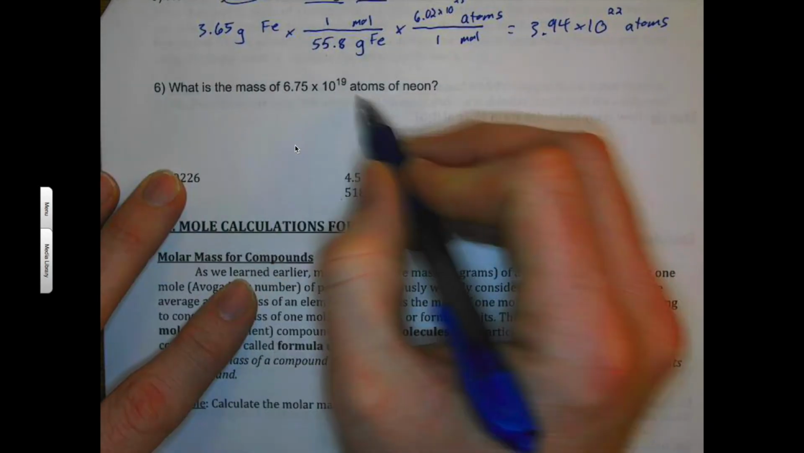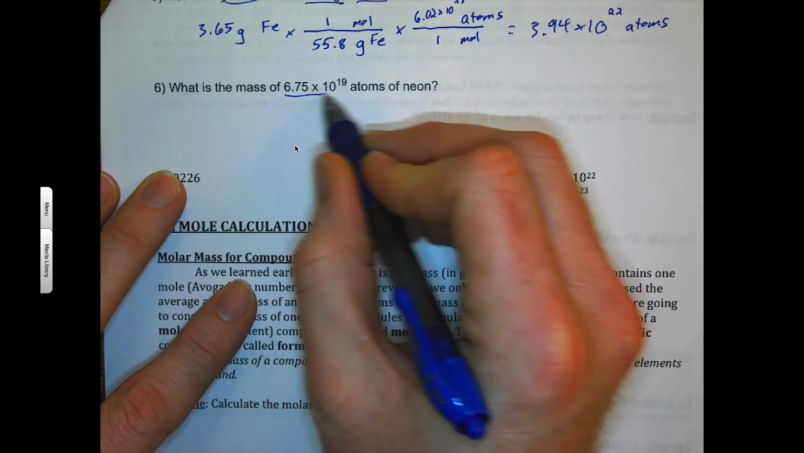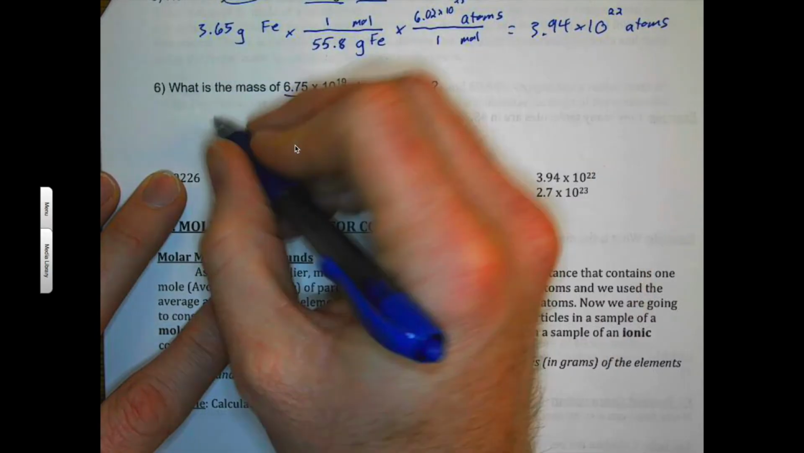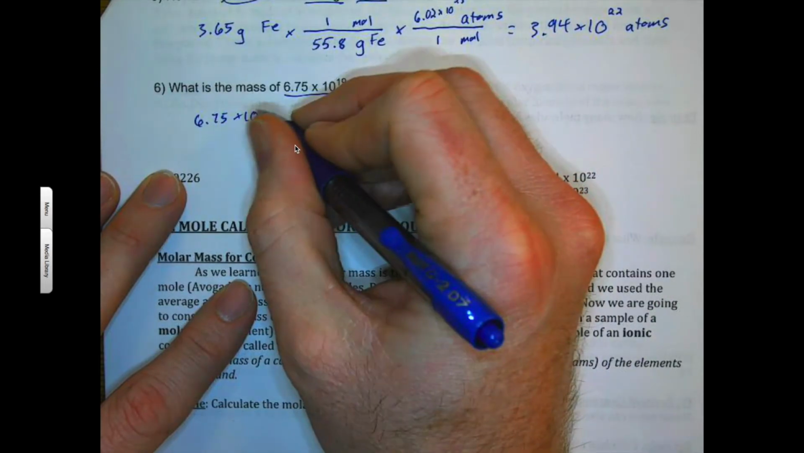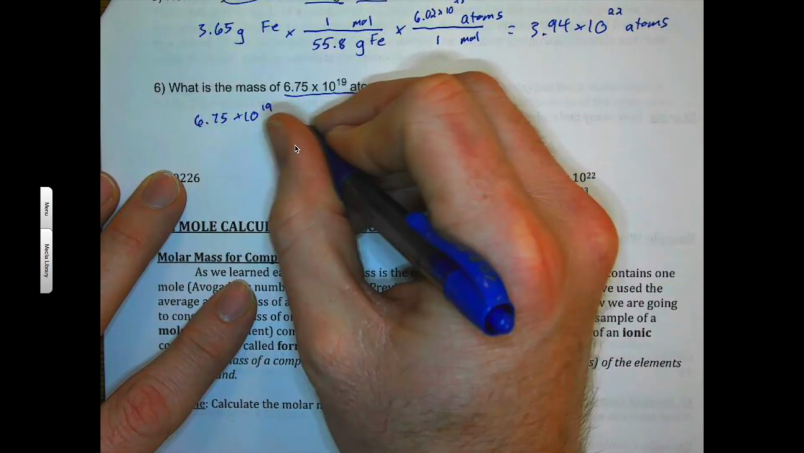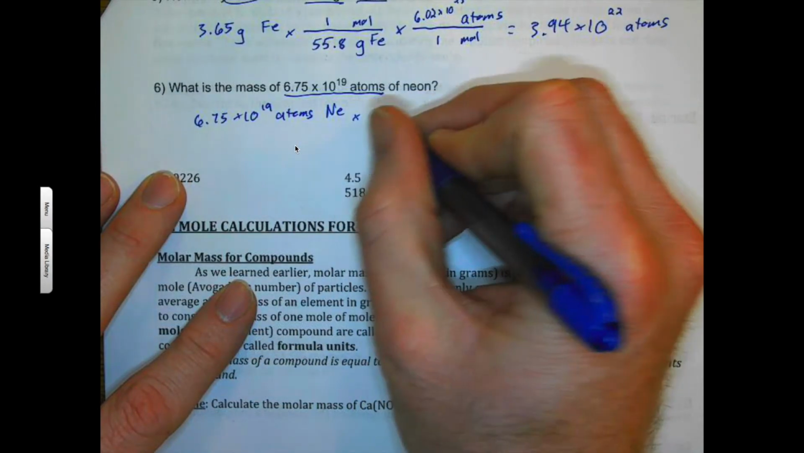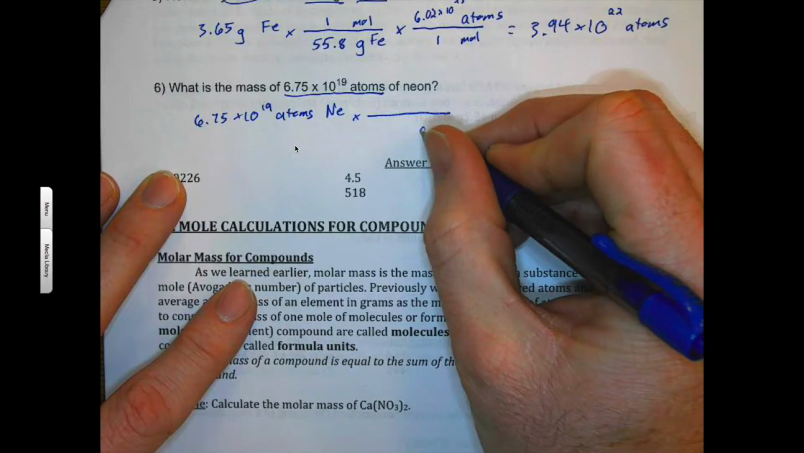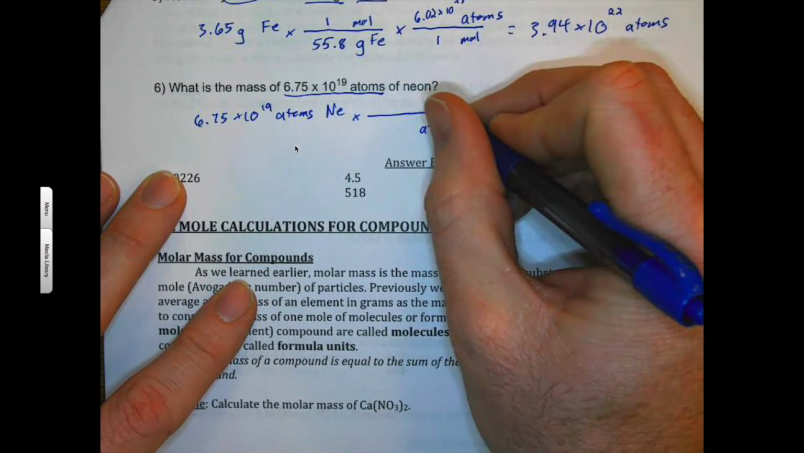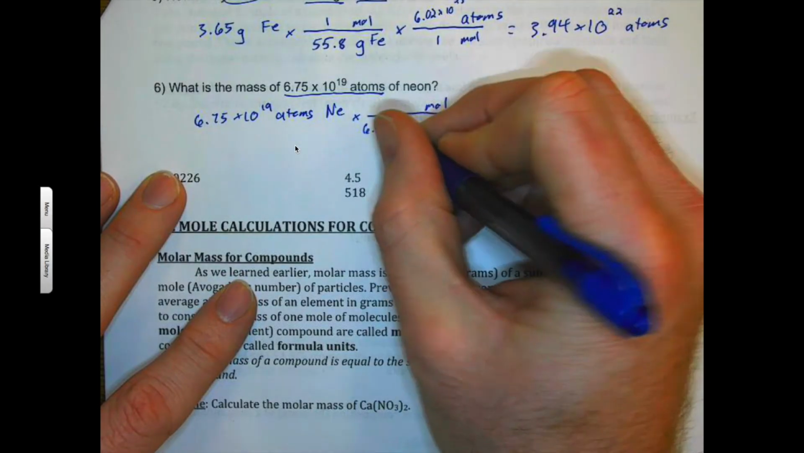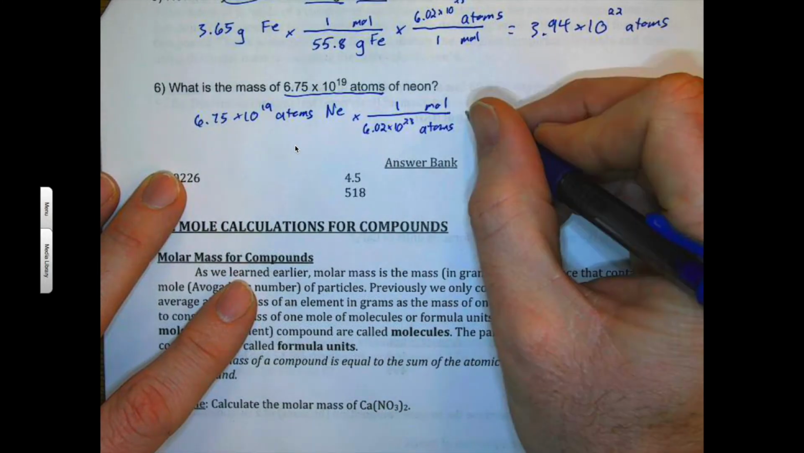All right, let's do one last one. We've got atoms of neon. So 6.75 times 10 to the 19th atoms. So that's slightly less than a mole. So our answer should be less than what's on the periodic table. Atoms to moles. I did not leave enough room again. 10 to the 23rd atoms to 1 mole.